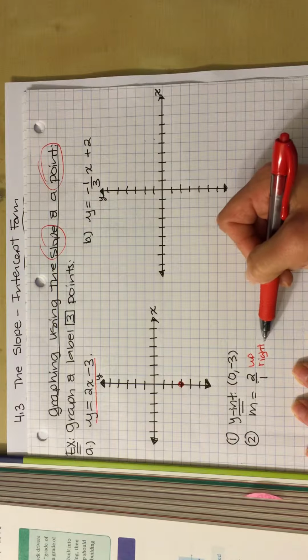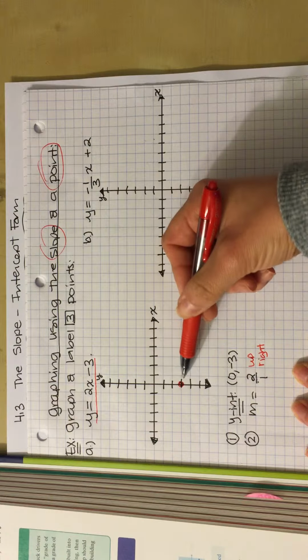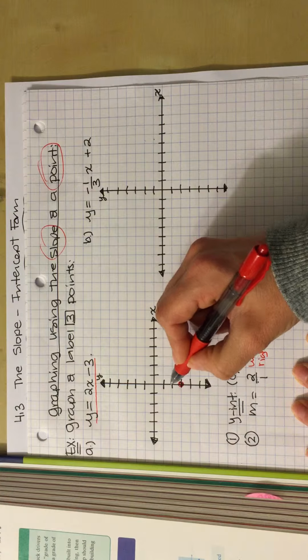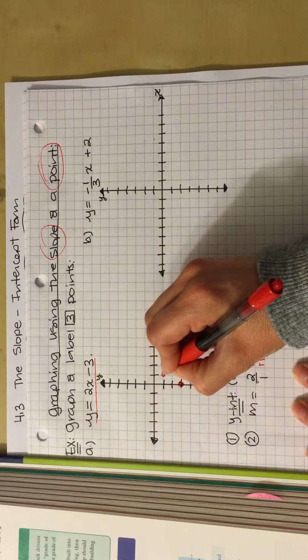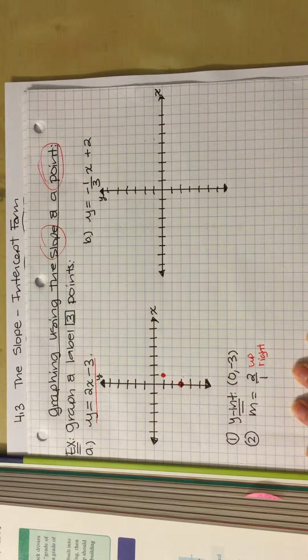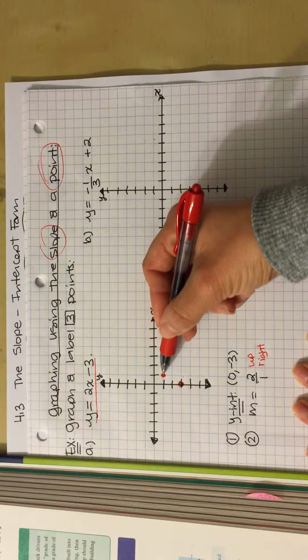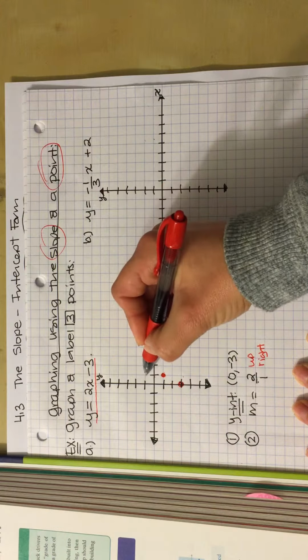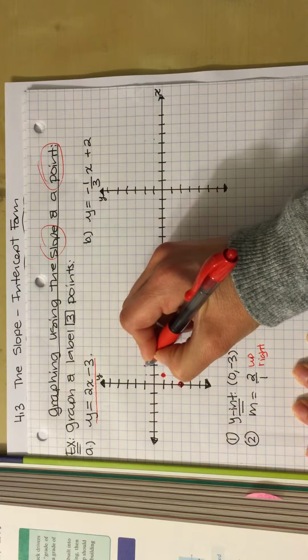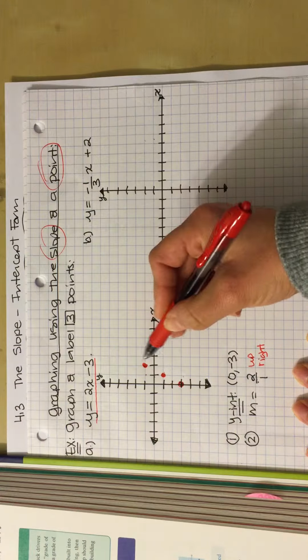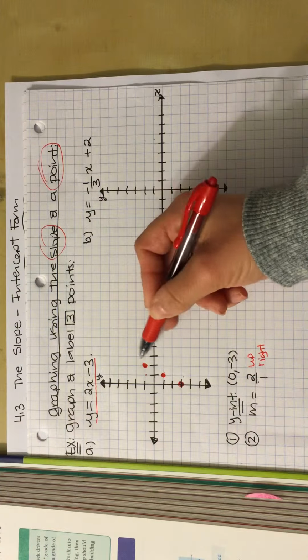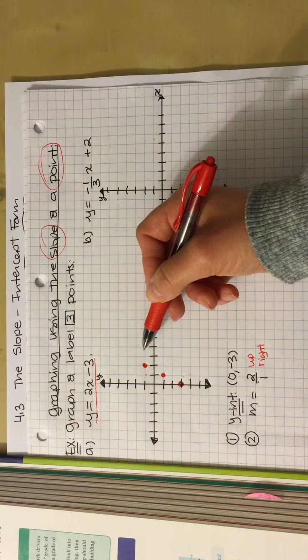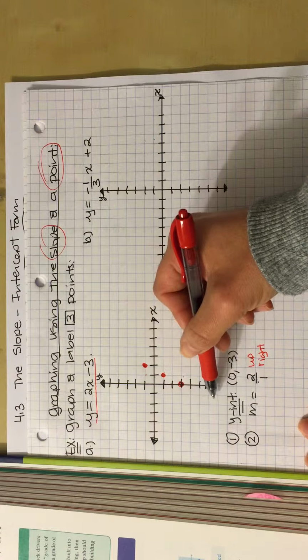Where do you go up and 1 to the right? You always start at the y-intercept. So up 2, 1, 2, and 1 to the right. So I have my second point. How do you get your third point? Just do the same thing again, but start from where you left off. So again, up 2, 1, 2, and 1 to the right. So we have our third point. The points line up, so that means I have everything correct. And what you need to do is just draw a line through the points.